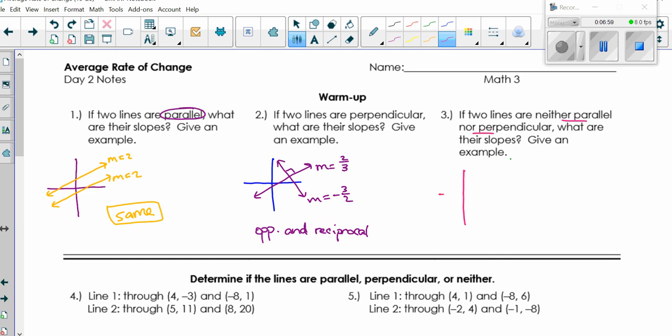If they're neither parallel nor perpendicular, all it means is they're intersecting lines. So like this and like this. Like I could say that this slope is 0, and I could say that this slope is 3/2. So here's your example. It just means that their slopes are numbers that are not the same, because that would make them parallel, and they're not opposite and reciprocals, because that would make them perpendicular. So they're just two slopes that are different. Okay.